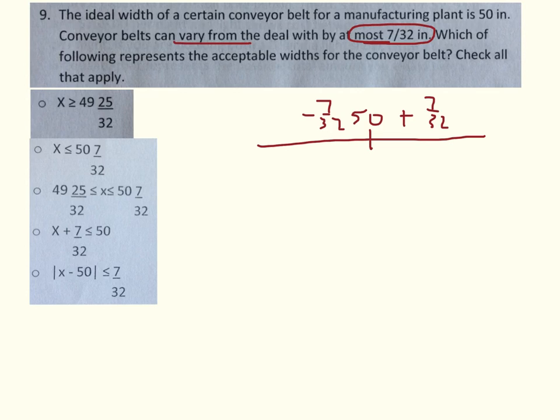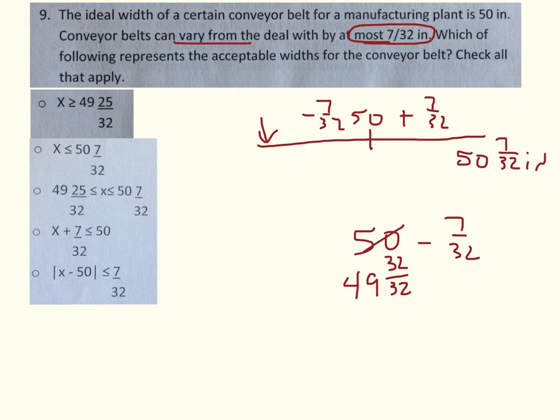If I add 50 plus 7 over 32, I end up getting 50 and 7 over 32 inches. Now, if I subtract, I want to know what the least width is. So if you take 50 and subtract 7 over 32, let's borrow one, make that 49 and 32 over 32 minus 7 over 32. Notice this is 49, and the 32 over 32 is actually one whole, so that really adds up to 50.